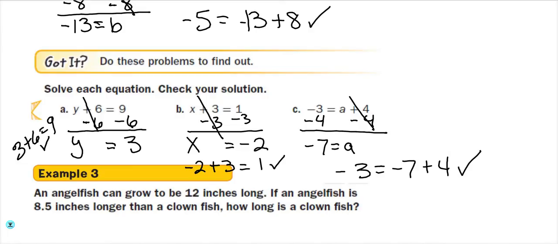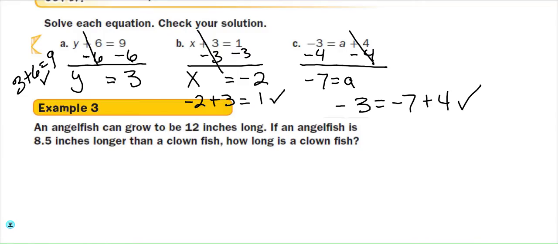Okay, example 3. An angelfish can grow to be 12 inches long. If an angelfish is 8.5 inches longer than a clownfish, how long is a clownfish? All right, so let's get this set up. What we're looking for is how long the clownfish is. We know that the angelfish is 8.5 inches longer than the clownfish, so the clownfish plus 8.5 inches will give us the angelfish, which is 12. We need to find the clownfish, which is C. We need to get it by itself.